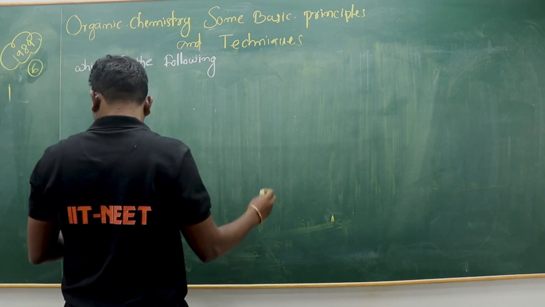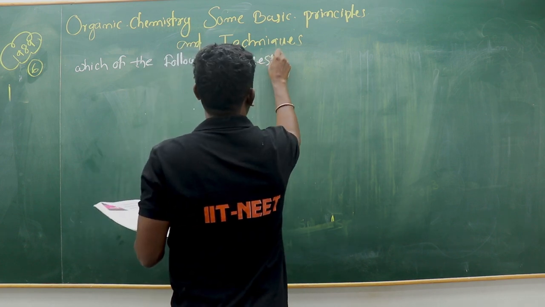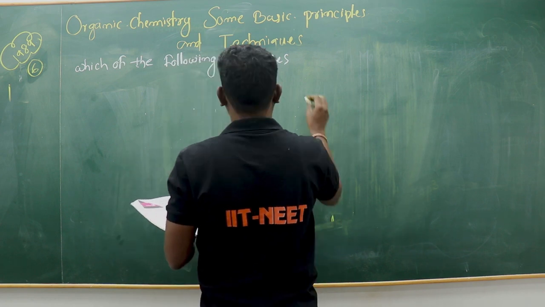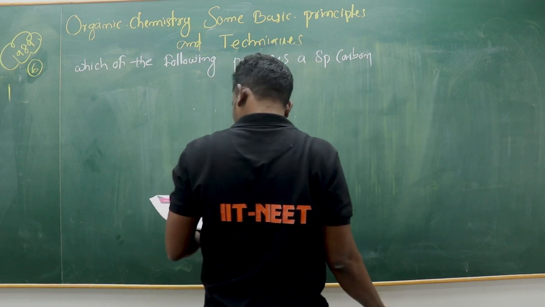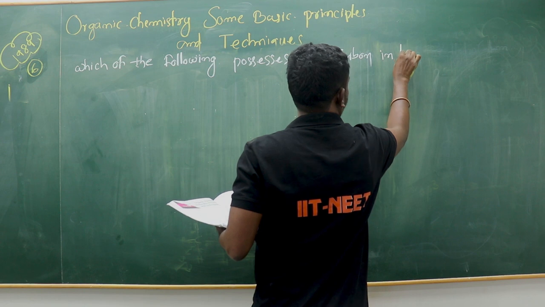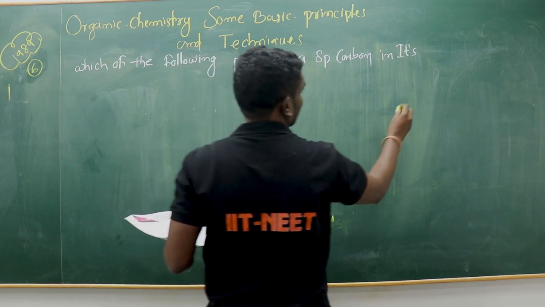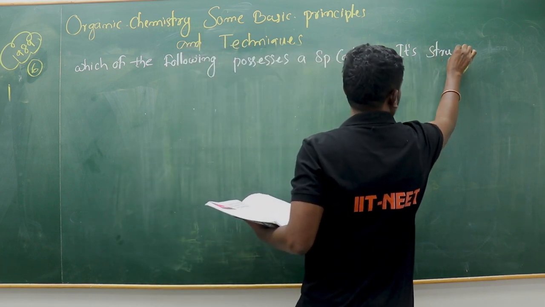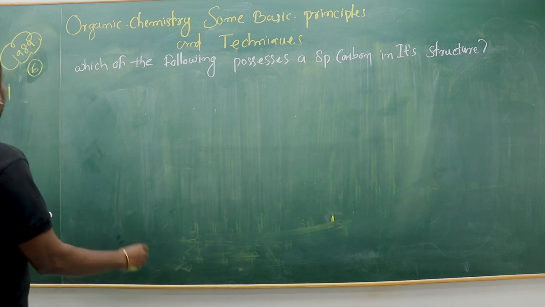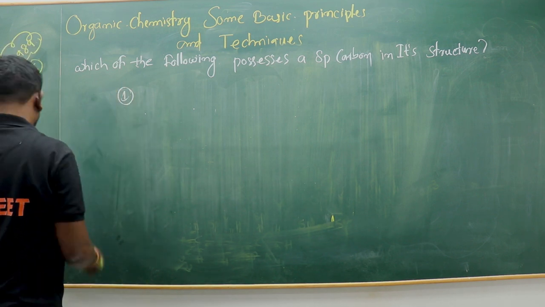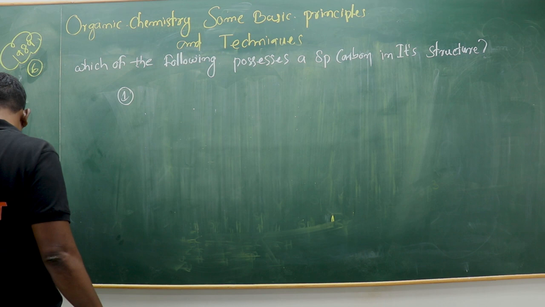Which of the following possess a sp carbon in its structure. See, sir, here options are required, beta. Write the options, right? First option. We will write two options, beta.